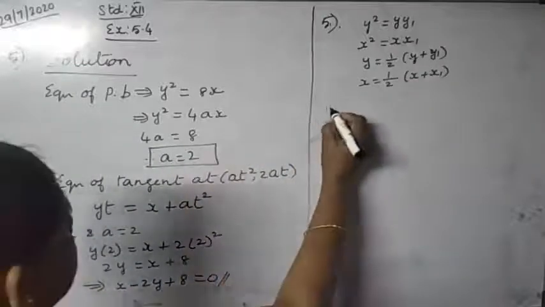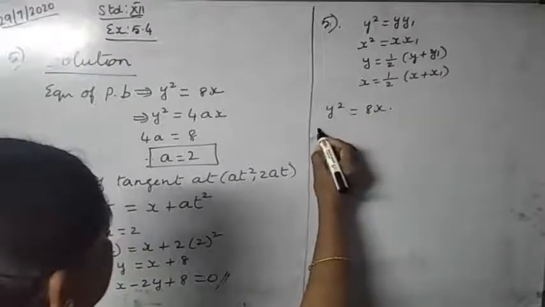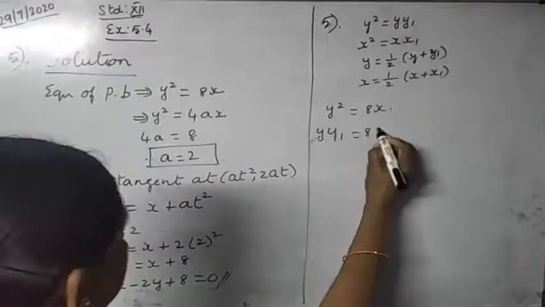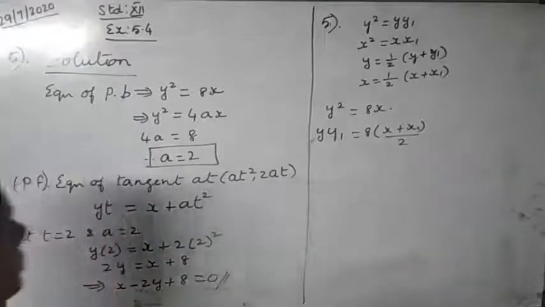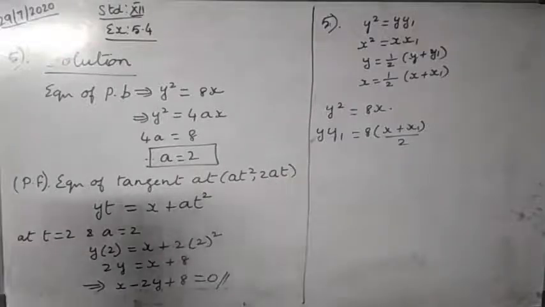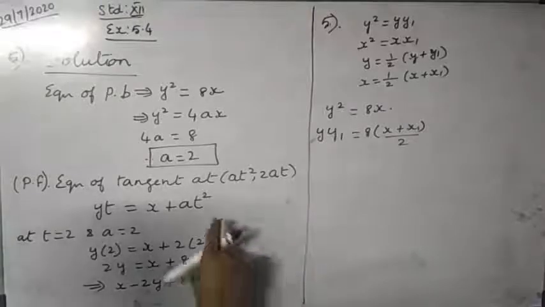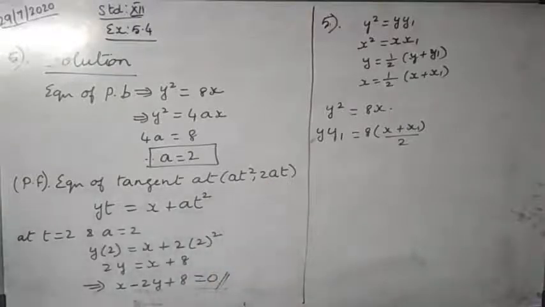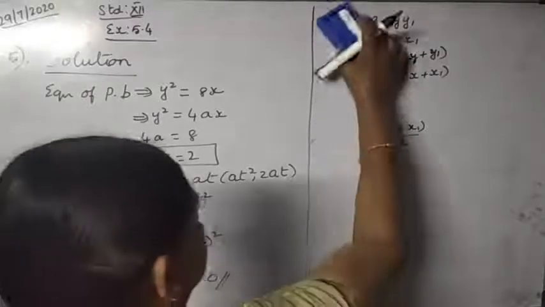And take this equation, y square is equal to 8x. So it is y y1 is equal to 8 of (x plus x1) divided by 2. See, instead of x1 and y1, substitute this 8t square and 2at, and further you substitute t is equal to 2. Since here the hint is given, use parametric form. So this is the easiest method. For other problems, you can use this.